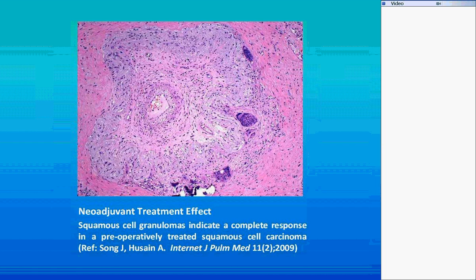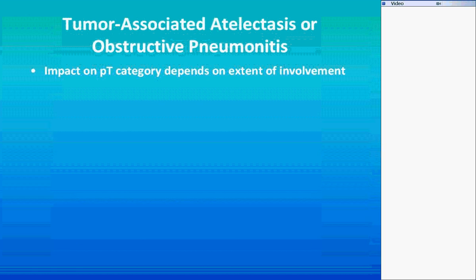This is one example of a tumor that received very good response, in fact, complete response to neoadjuvant treatment, in which we have one of these squamous cell granulomas as a footprint of where tumor used to be in this patient. In this case, one would report the tumor category as YPT0 at this point to indicate that no residual carcinoma remains in this patient.